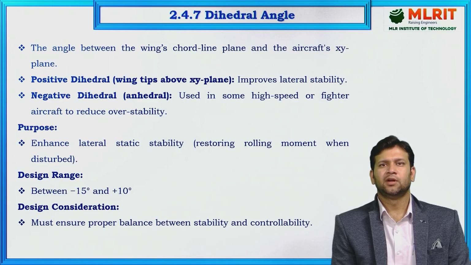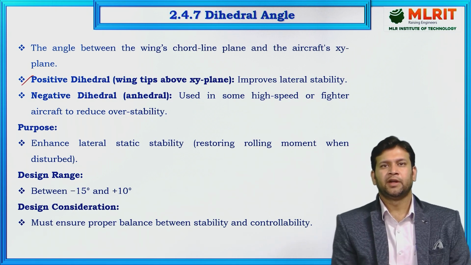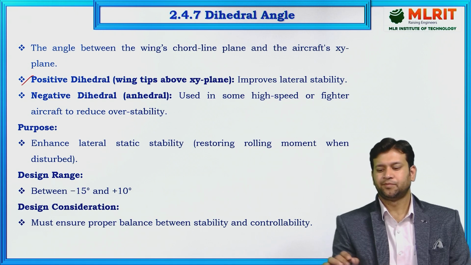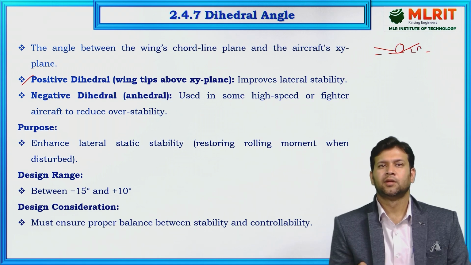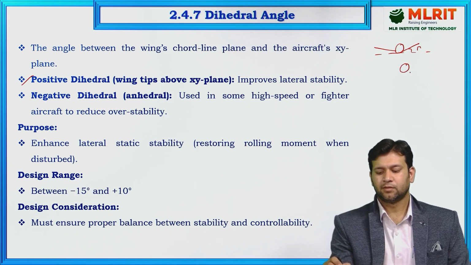The angle between the wing's chord line plane and the aircraft's XY plane is the positive dihedral, where the wing tips are above the XY plane. Suppose it is like this, right? So this angle, this is positive dihedral, and this is negative dihedral. This is positive.